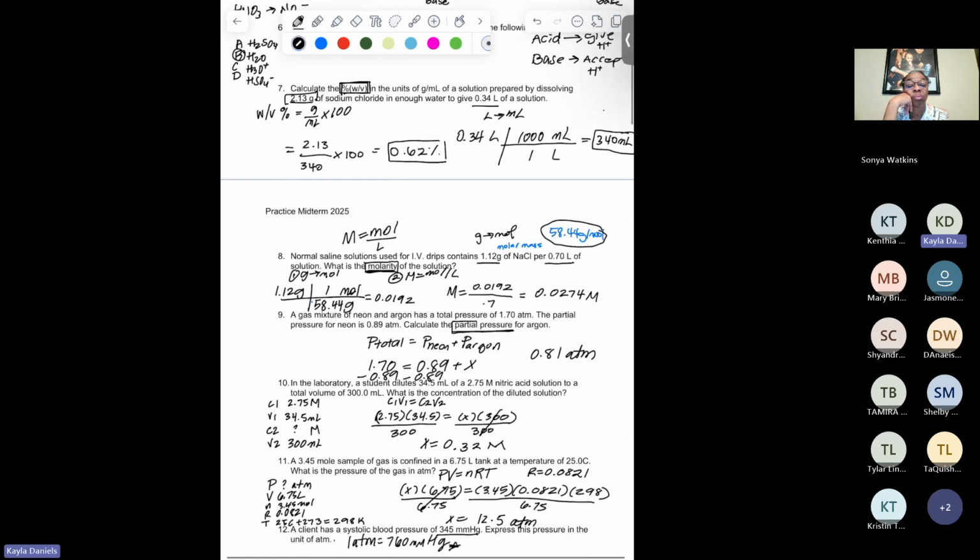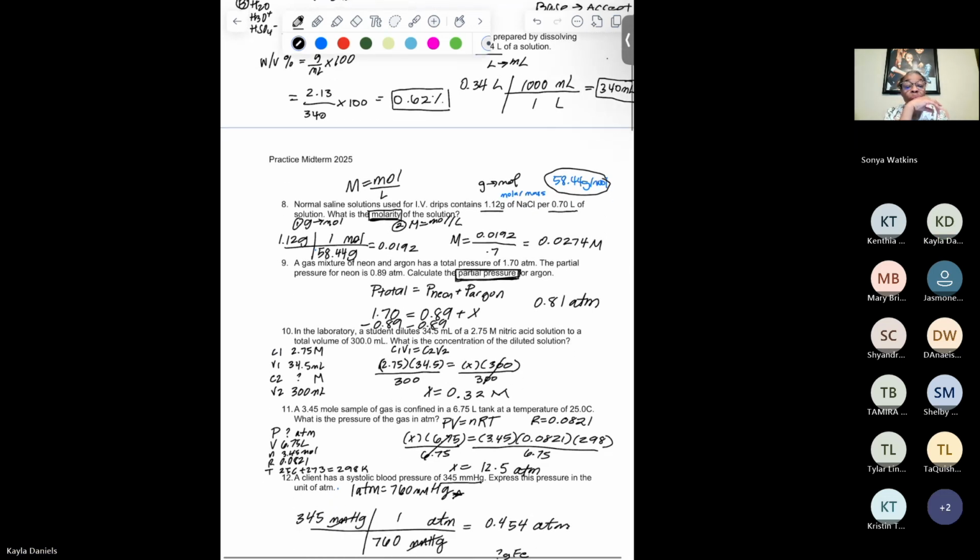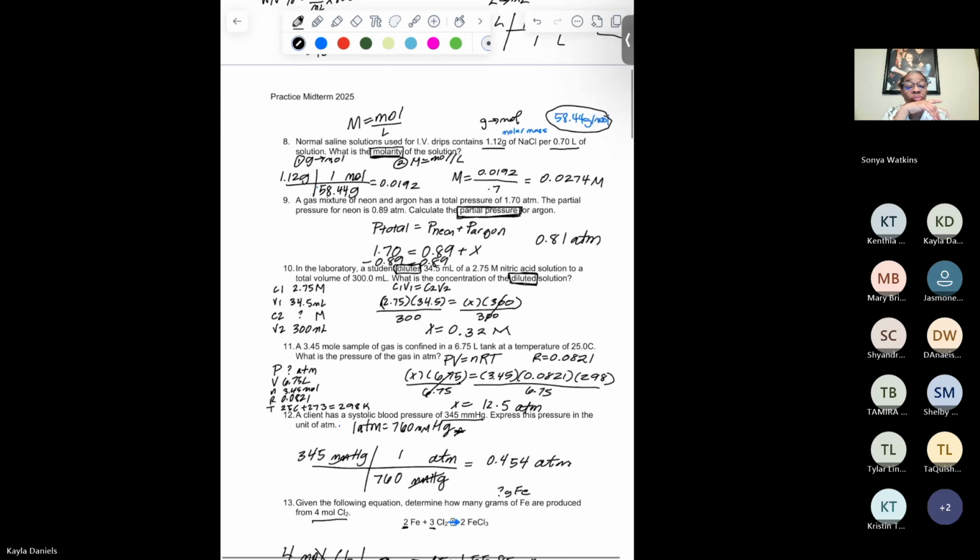Partial pressure. That's how I need to go to the partial pressure law. Here, this one, dilution equation. The word dilutes was in here twice. Dilutes, diluted. So this basically one, go by the wording.